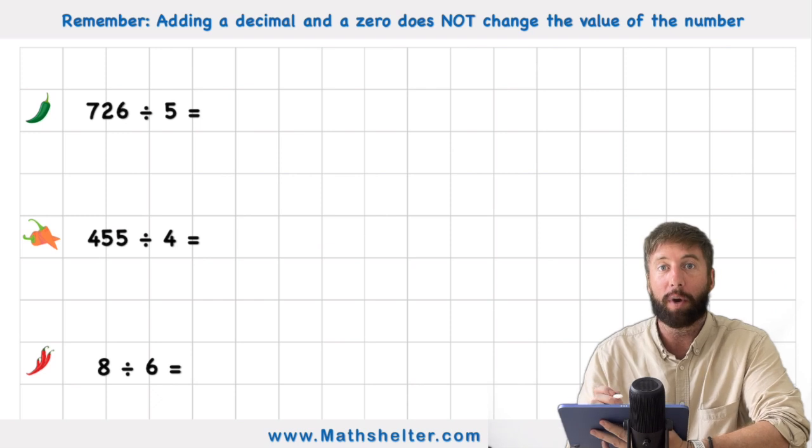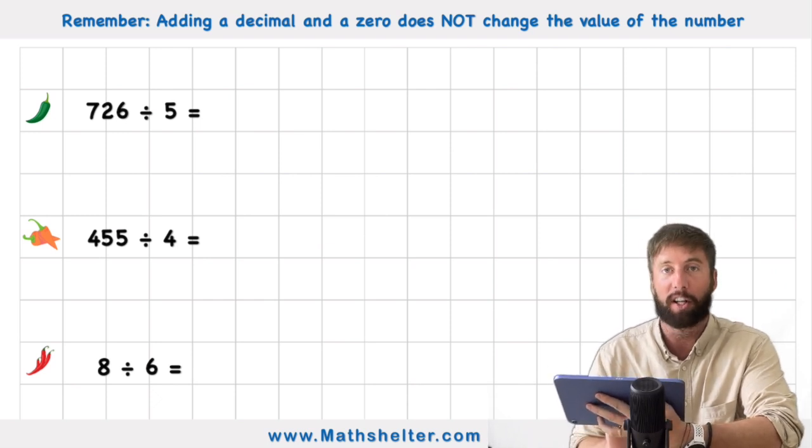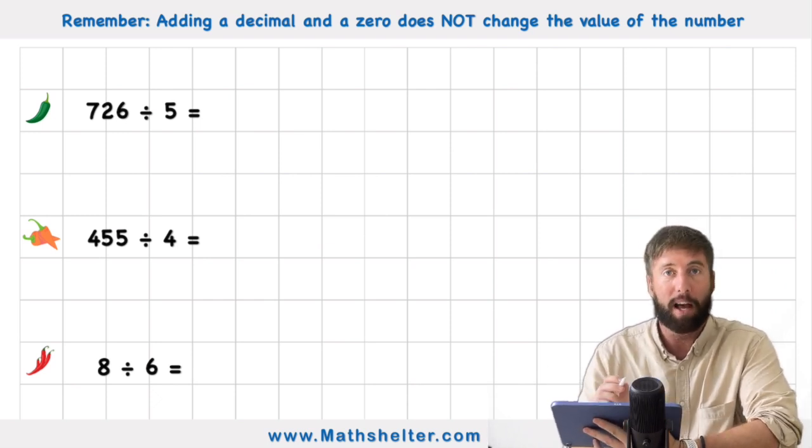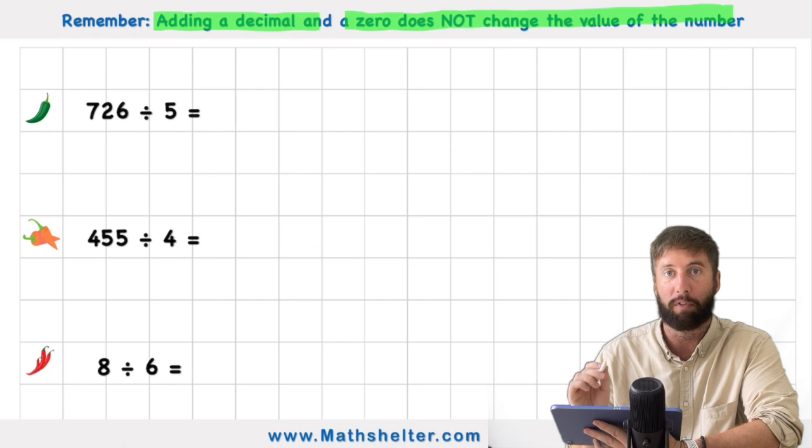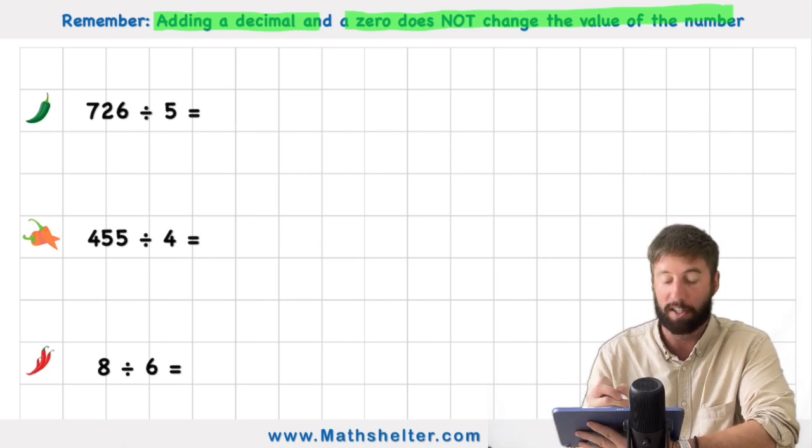Okay, so we have these three questions. We have the green chili, the orange chili and the red chili challenge. And we have something to remember. We need to remember today that adding a decimal and zeros after the decimal do not change the value of that number. So let's see what I mean by that with this first example, 726 divided by 5.